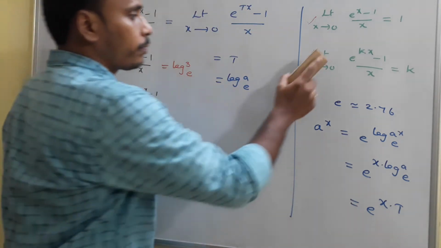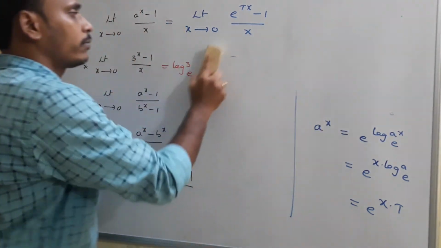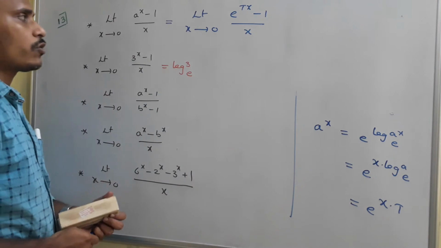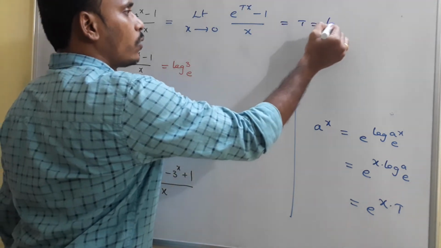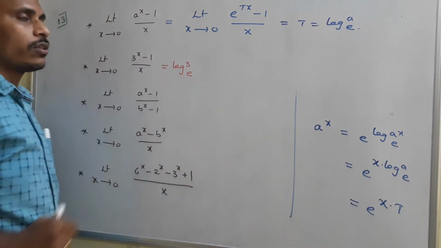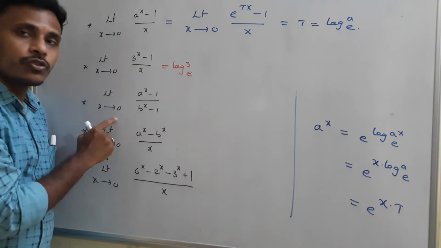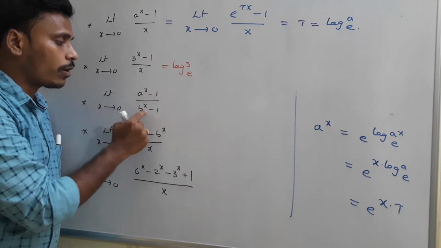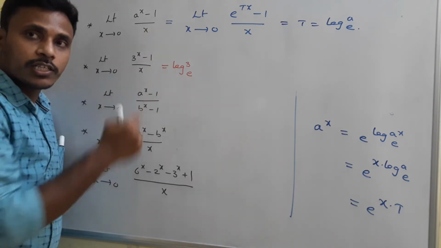Just have a look, you note this down. So now the limit as x tends to 0 of (e^(tx) - 1)/x is t, and that is equal to log a base e. So this answer is log 3 base e. Now what is this? The limit as x tends to 0 of (a^x - 1)/(b^x - 1). If we divide by x, then our answer is log a base e.